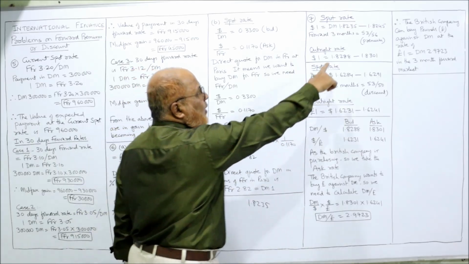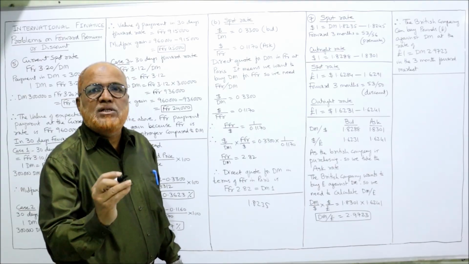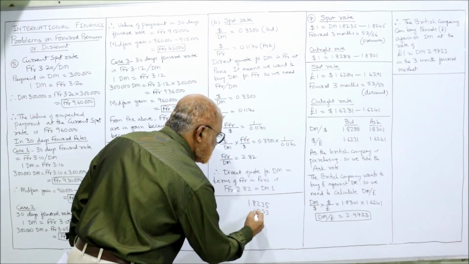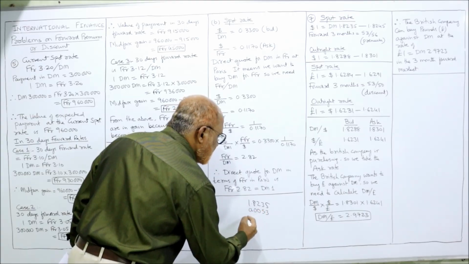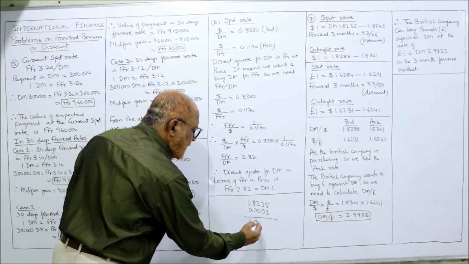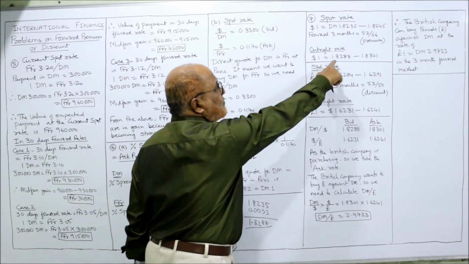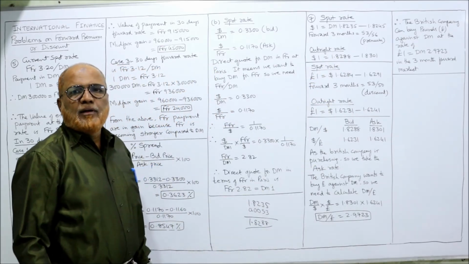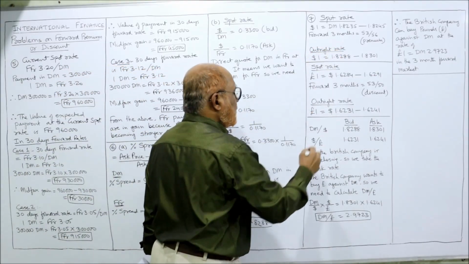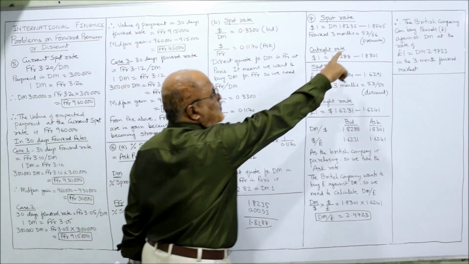1.8235. Now the points are 53. The last 2 digits, you take 53. Here 0.0053. Now you add. That means 1.8288. Here you can see 1.8288. The points are added. Similarly for the ask rate, 1.8245. This is the spot rate.